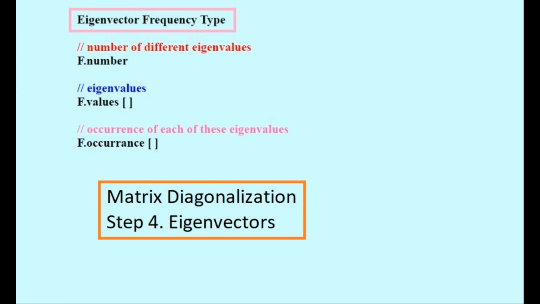We'll start off by defining the eigenvector storage type. It is an expansion of the frequency list type, which was discussed in step 3. These three attributes listed here were described in the last video. Number is equal to the total number of different eigenvalues found, and values were a list of these eigenvalues. And occurrence was the amount that each of these occurred. For example, if 5 was found twice, it would be listed as 5 in the values list, and have an occurrence of 2 in the occurrence list.